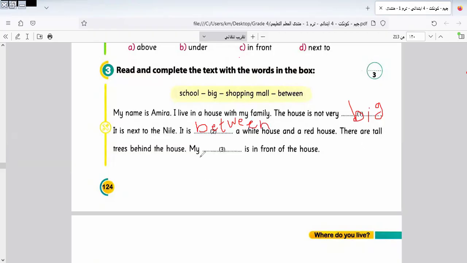There are tall trees behind the house. My school is in front of the house. My school will be my school.